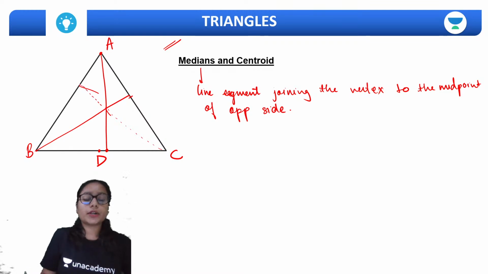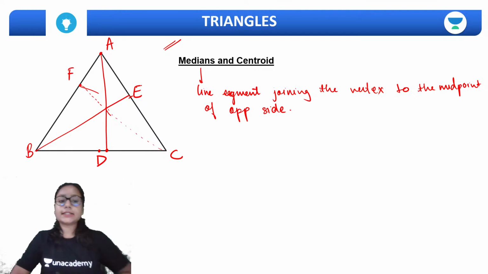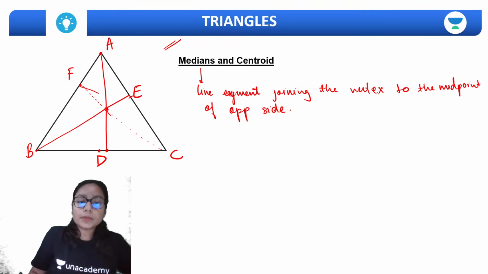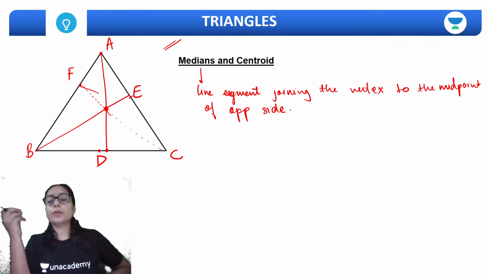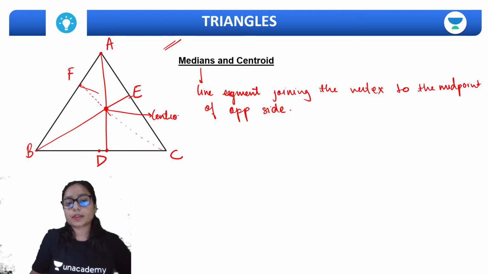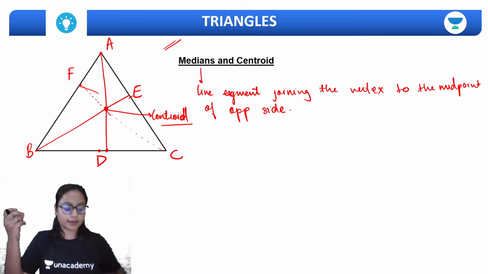Okay. It will pass through it. Somewhere here it will be CF and BE. Consider these are the medians. So AD, BE and CF are the medians of this triangle. Okay. So all the medians intersect at a common point, and this point of intersection of medians is known as the centroid of a triangle.